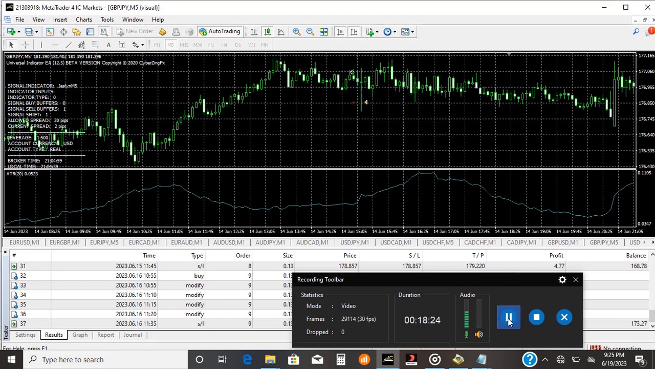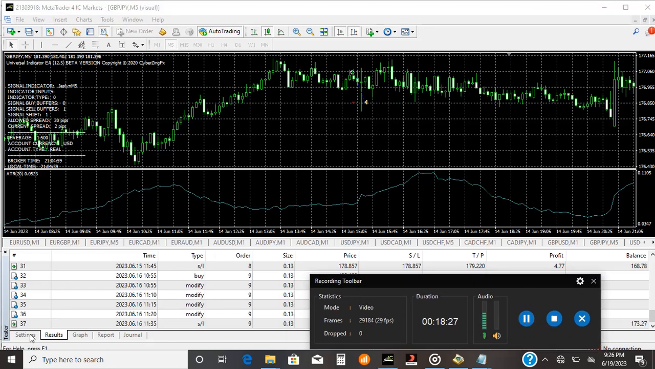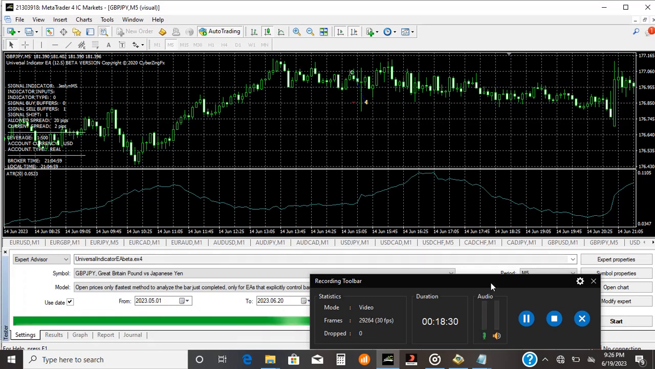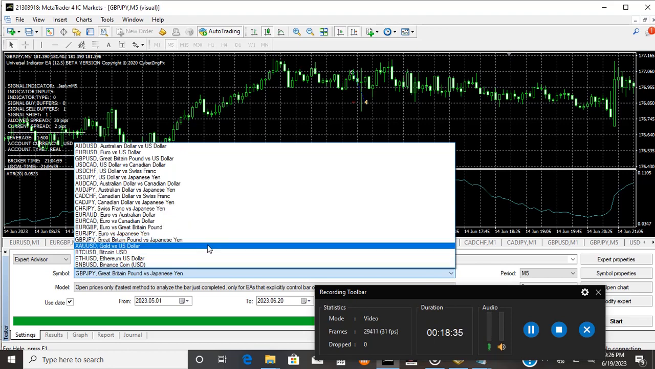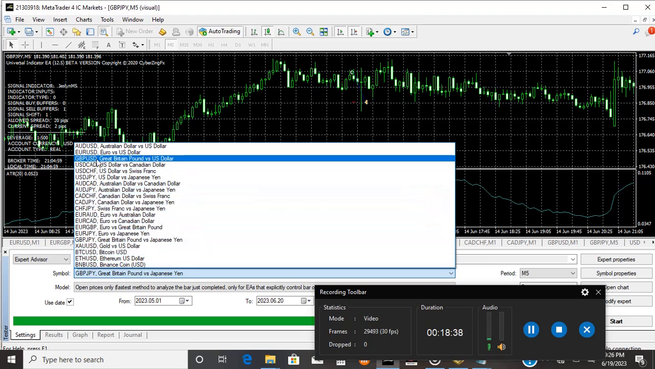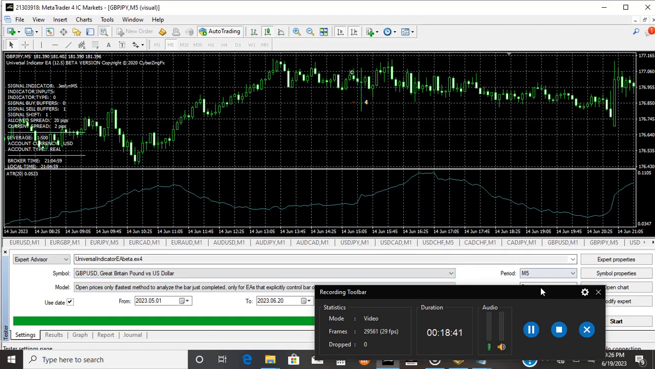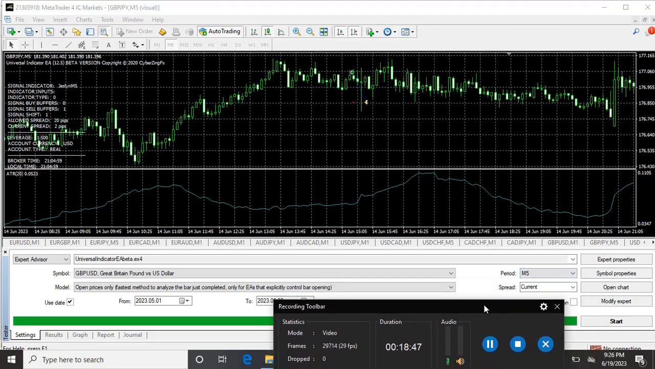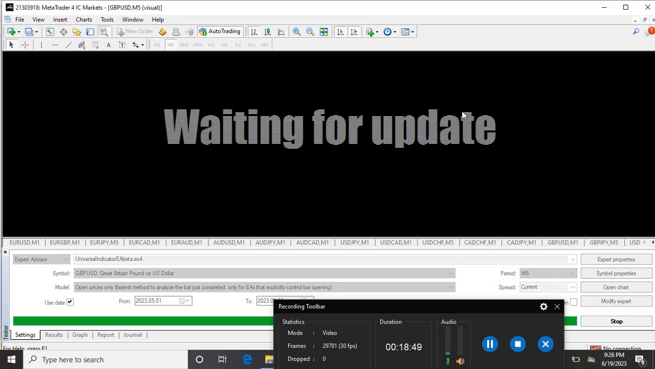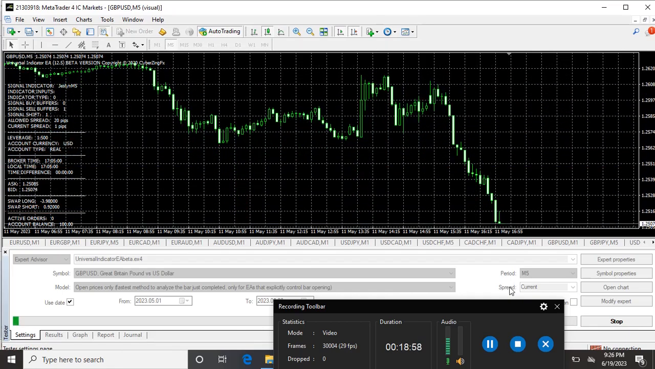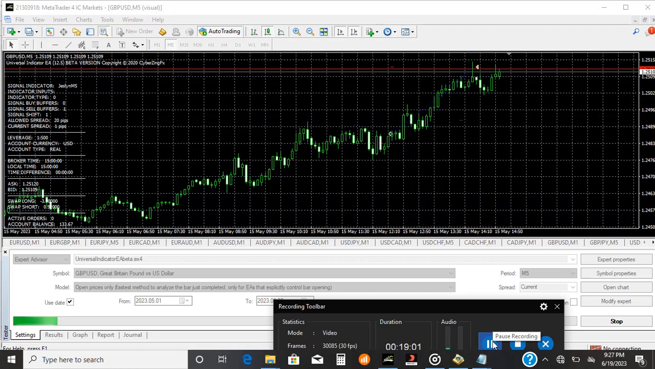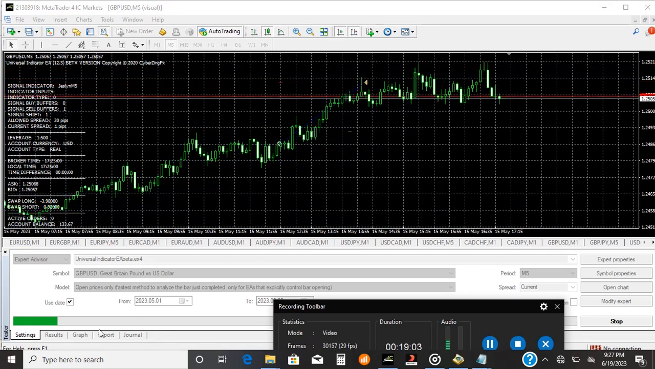Let's go over to another currency. So I'm just going to leave this. Yeah, what's the next? Let's look at Great Britain. All right, so let's let it run. Okay, I'm going to pause this and we'll come back when it finishes. Okay, we have a trade here.